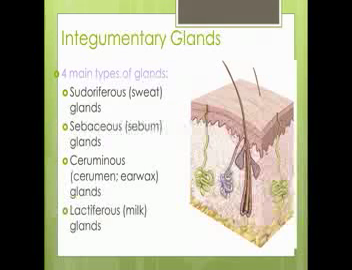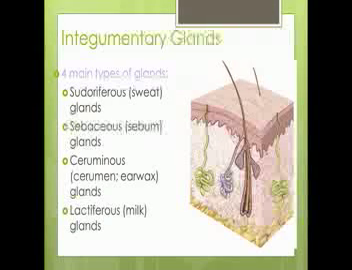Now, we can break the integumentary glands down into 4 different types. And some of these actually are broken down further into subtypes. All 4 of these are considered exocrine glands, meaning they're excreting something to the outside portion of the body.